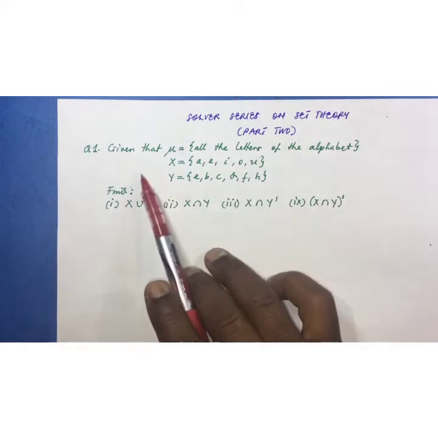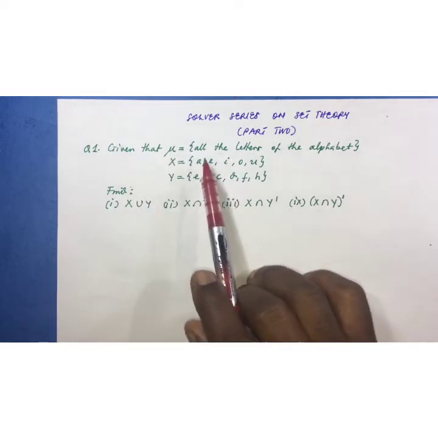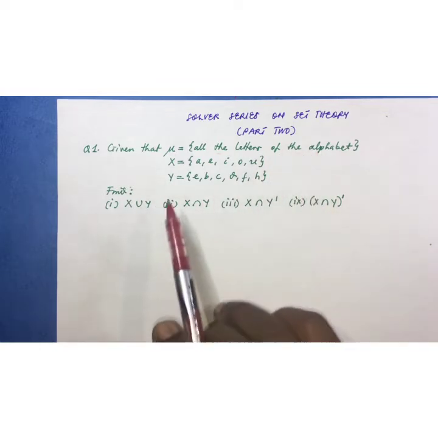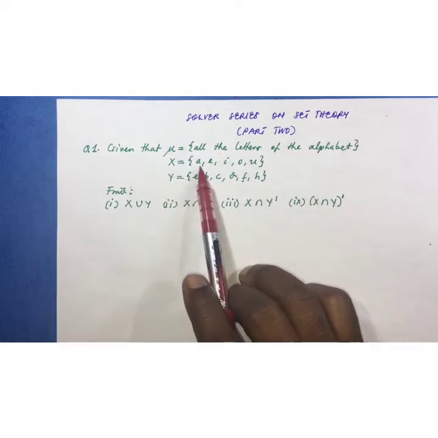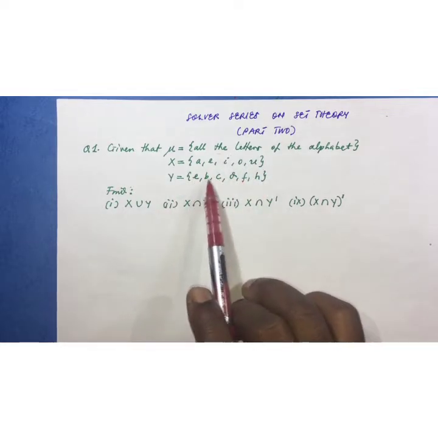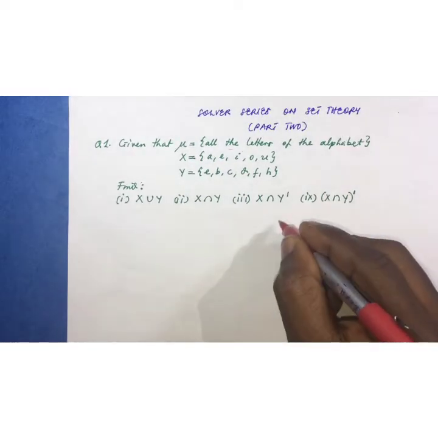Now, what are we given as our mu? Our mu is the universal set containing all the letters of the alphabet, and x is the set containing A, E, I, O, U. Y is the set containing E, B, C, D, F, and H. So let's get on with it.